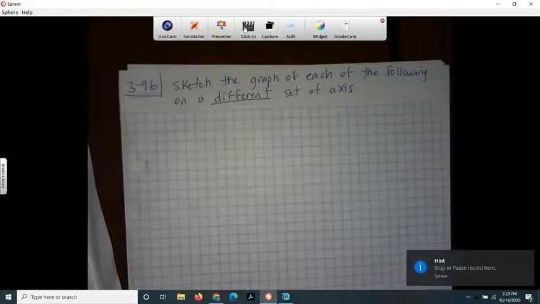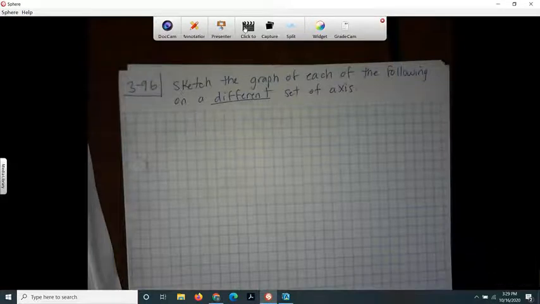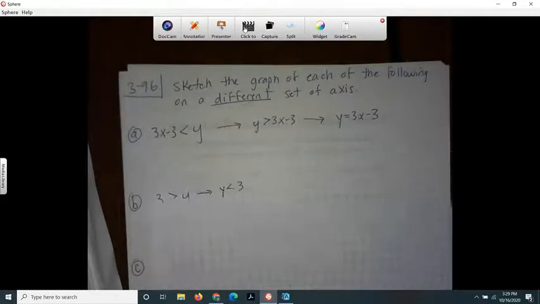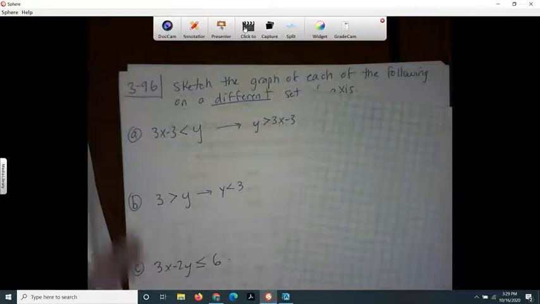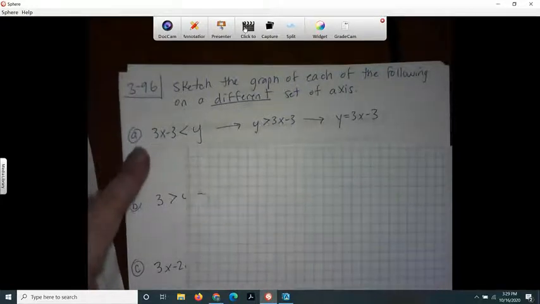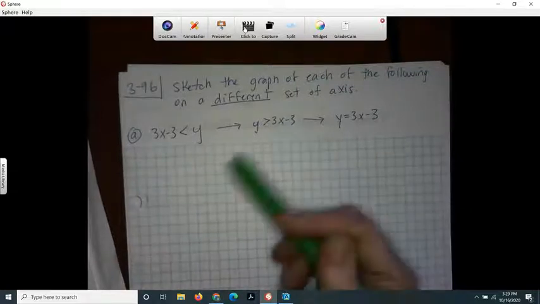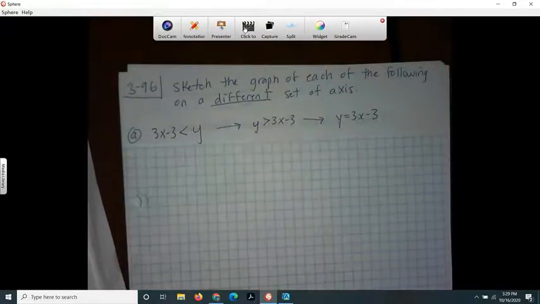Here's Integrated 3, problem 3-96. It says sketch the graph of each of the following on a different set of axes. So we've got these inequalities that we're supposed to graph. The first thing you want to do with these is get them in y equals form.